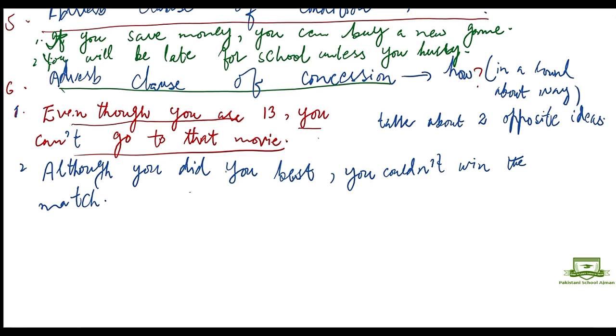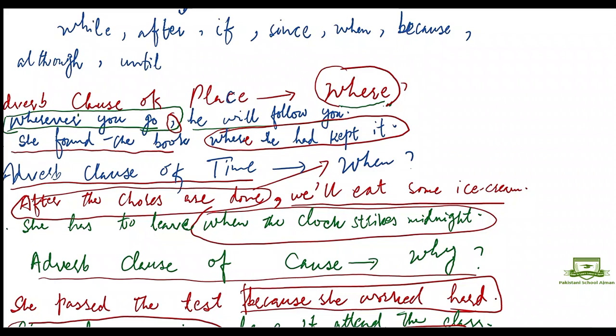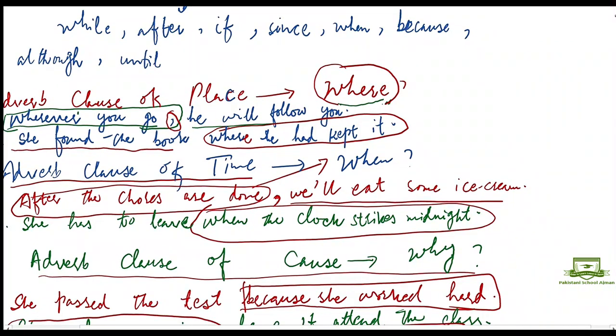"Although you did your best, you could not win the match." "Though you worked hard, you were still not the winner of the match." Again, two opposite conditions. You can add even though, although, or though in these clauses. So this was all about adverb clauses. Hopefully you understand it. Thank you.